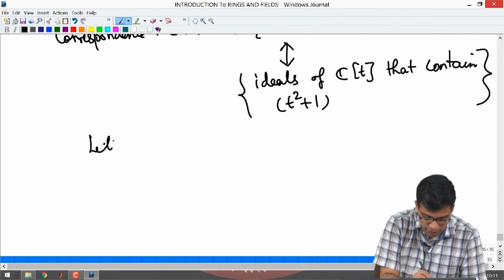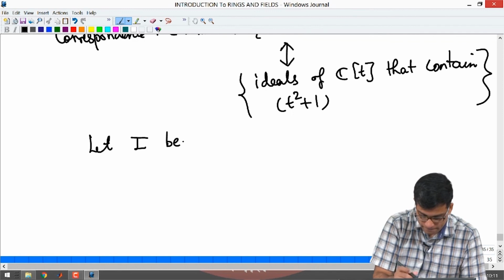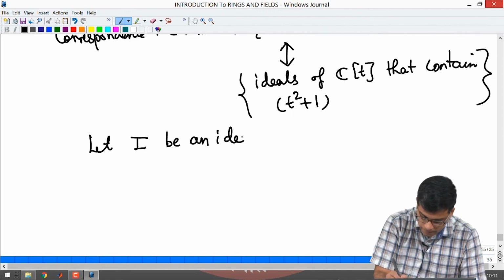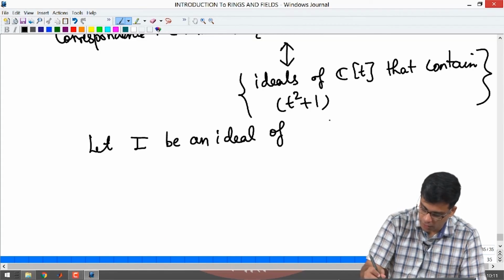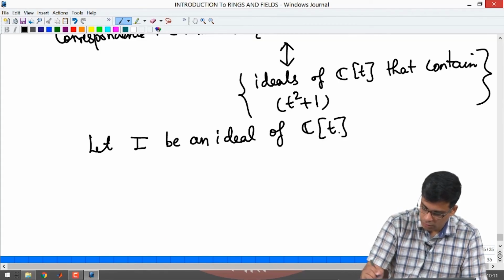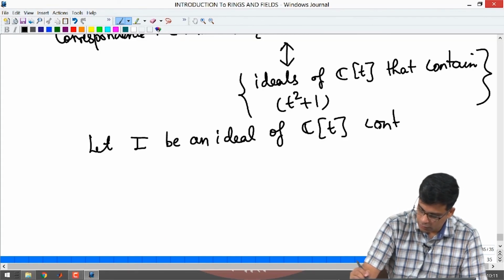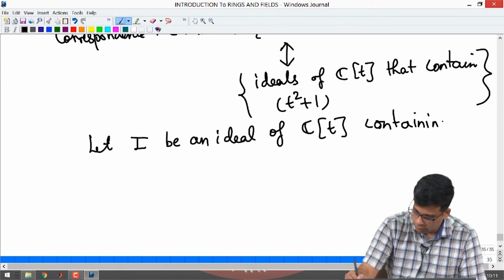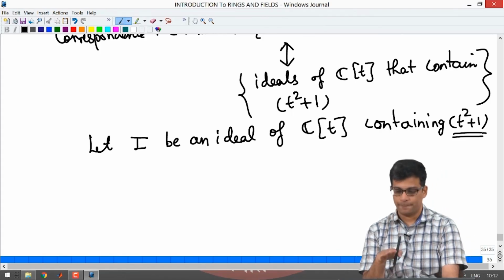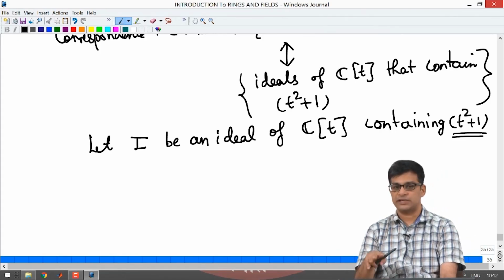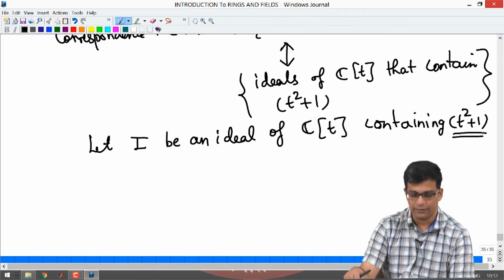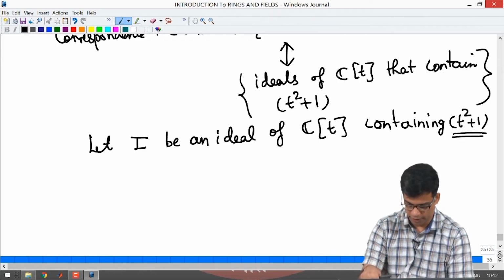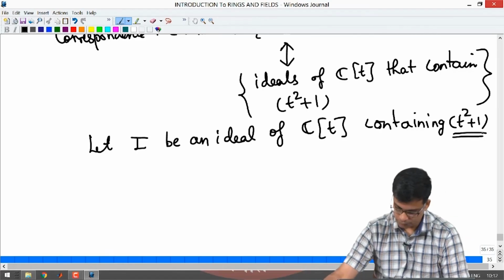So, let I be an ideal of C[t] containing t squared plus 1. See, first of all, note that there are two obvious ideals that contain t squared plus 1, t squared plus 1 itself and C[t] itself. So, these are two ideals. Are there any more?